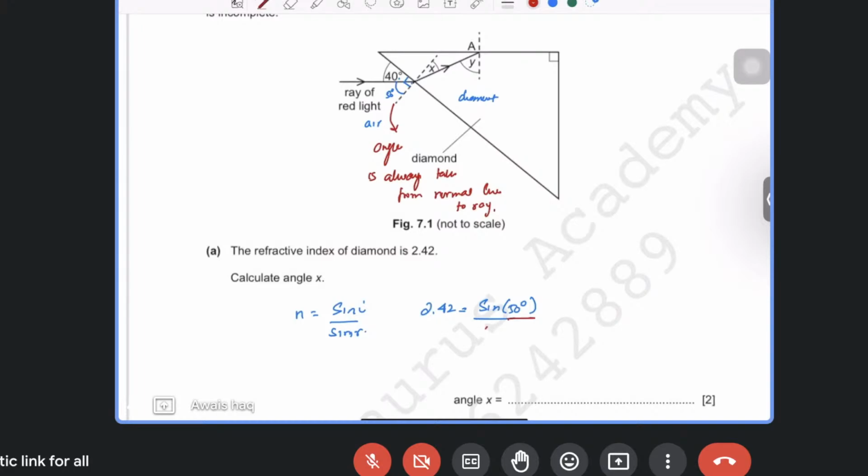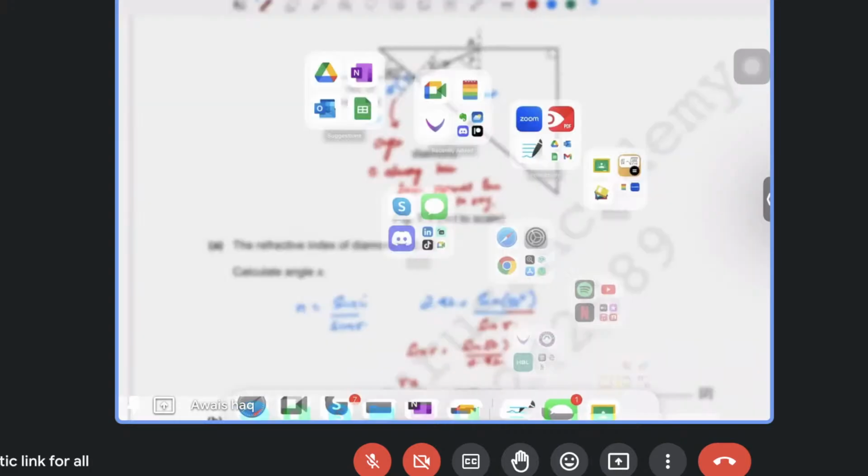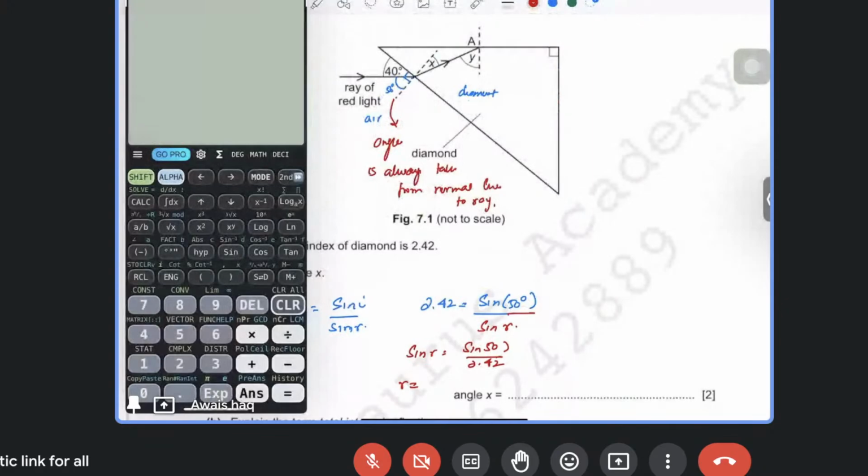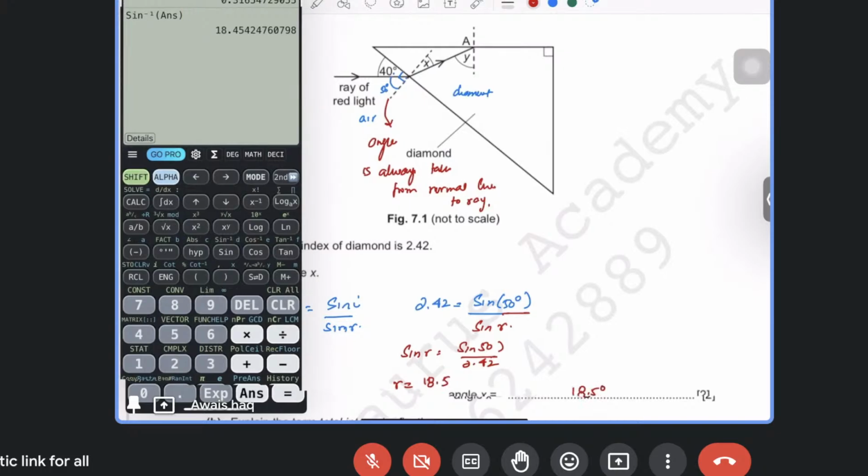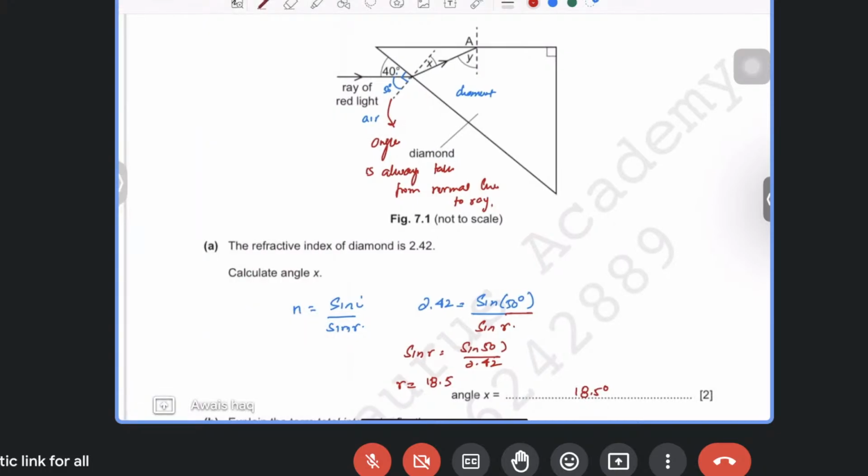And then you have to divide by sine of r. So sine r will be sine of 50 divided by 2.42, and then you can find r. So you can use the calculator like this: sine 50 divided by 2.42, and then you can take sine inverse of the answer, and that would be 18.5 degrees. All right, is it clear, everyone? Any questions here?